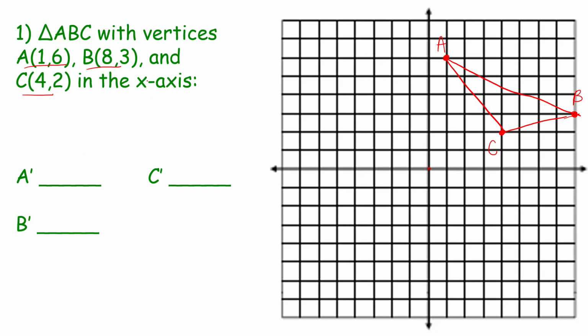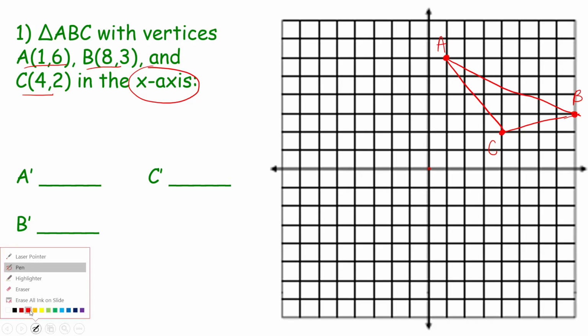Okay, so our goal is to reflect across the x-axis, meaning the x-axis is my line of reflection. So think about where the x-axis is. The x-axis is this one right here. Okay, so this is my line of reflection. And each point on my pre-image, which is my original shape, I'm going to see how far each point is away from my line of reflection and then go that distance on the other side to get my image.